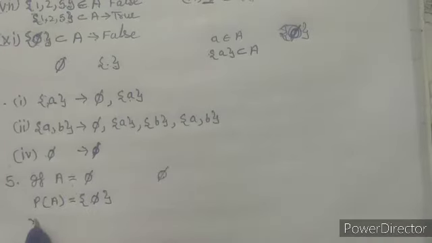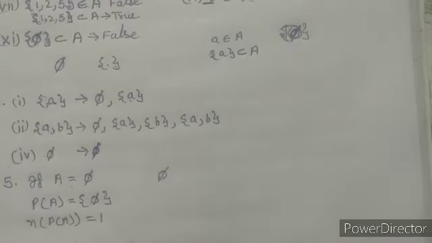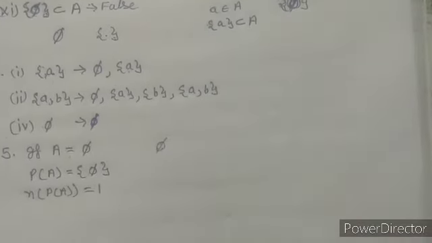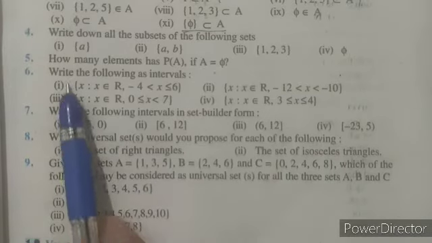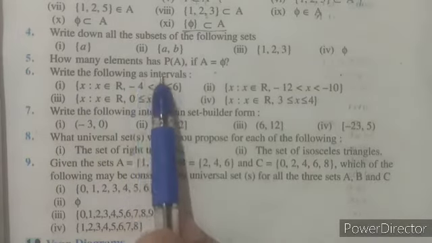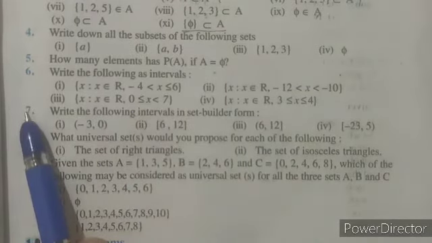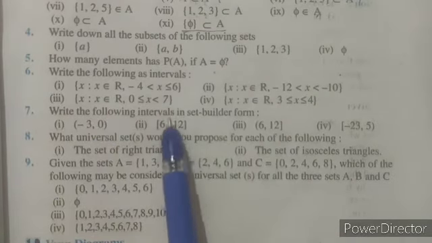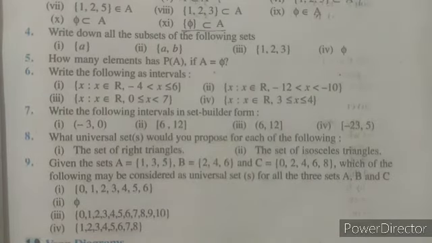So the power set of A has only one element, that is the null set itself. In question number 6, we have to write the following as intervals, and in question number 7, we have to write the following intervals in set builder form.